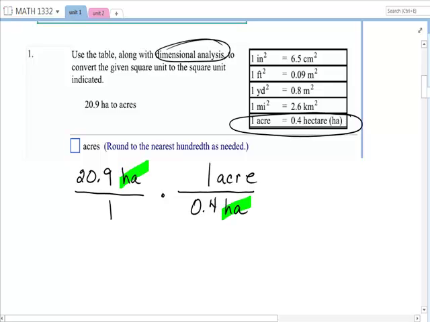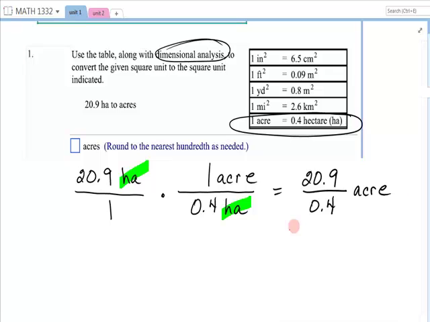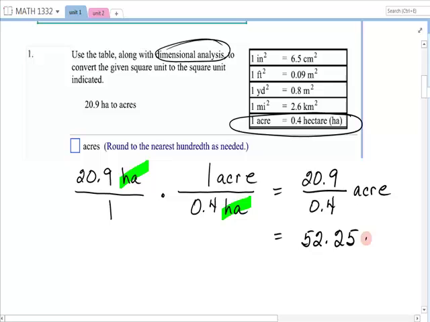The hectares cancel out. I have 20.9 on top. I have 0.4 on bottom. The only unit I have left is acre. And I will grab my calculator. And I have 20.9 divided by 0.4. And I get 52.25 acres. That doesn't make any sense. Oh, no, it does. I'm sorry.